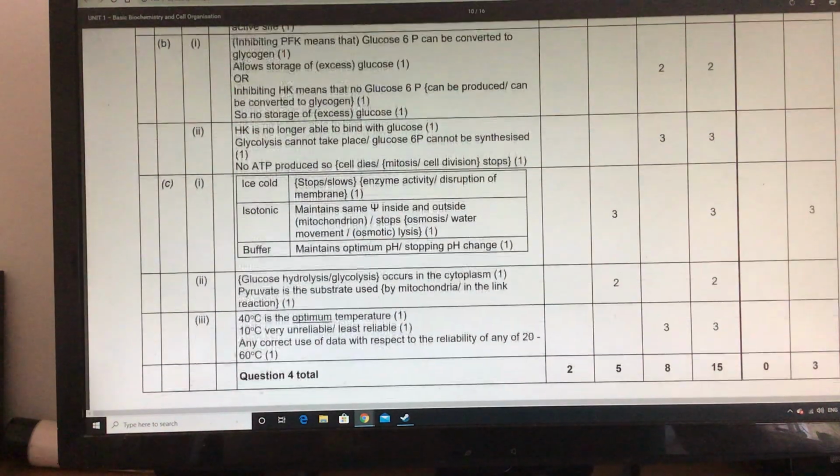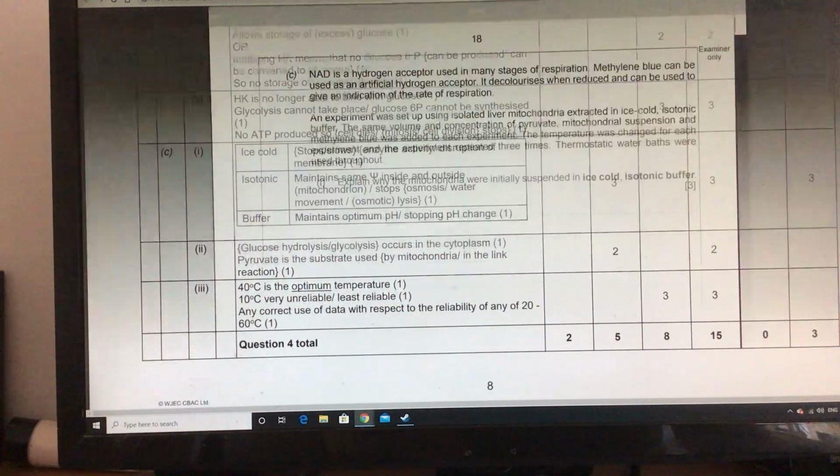So have a look. Ice cold, enzyme activity slowed down, so disruption of membranes. Isotonic, water potential is the same inside and outside, so you've got no lysis happening. And the buffer is to stop pH changes. Okay, nearly there.